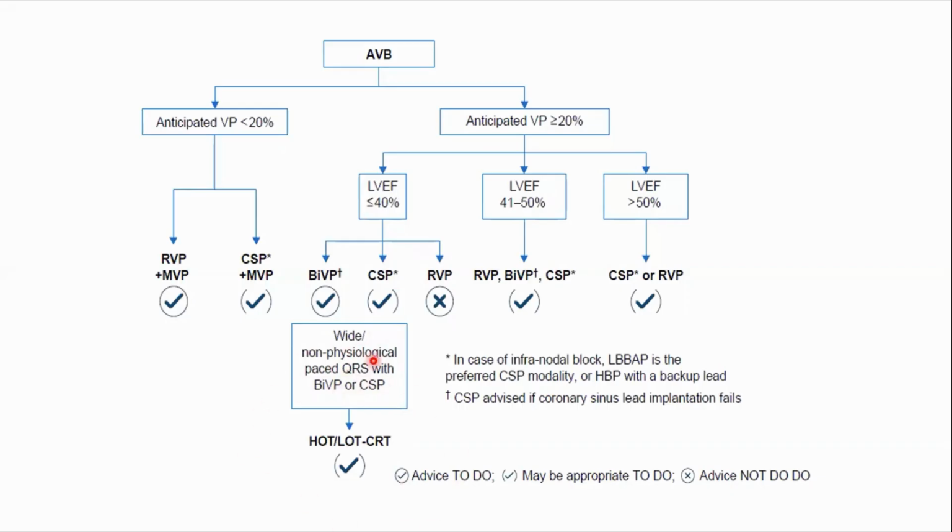This is new. The hot or locked CRT may be considered. This is where you implant a left bundle branch area pacing lead and implant a coronary sinus lead so that you can guarantee synchronization.